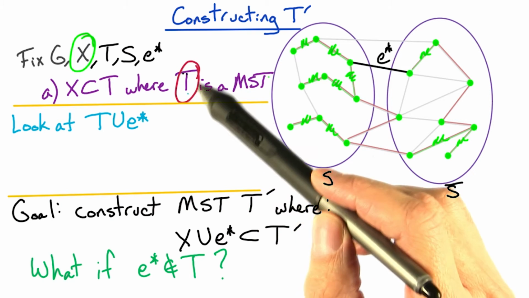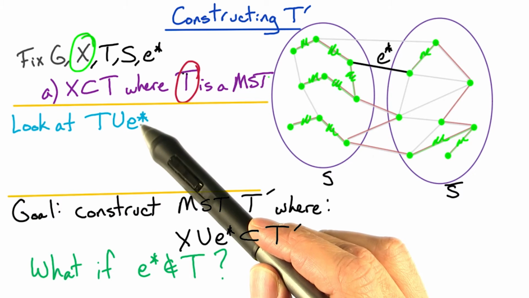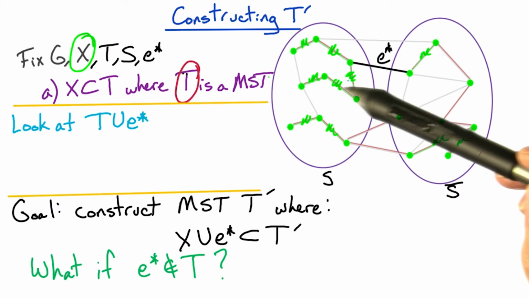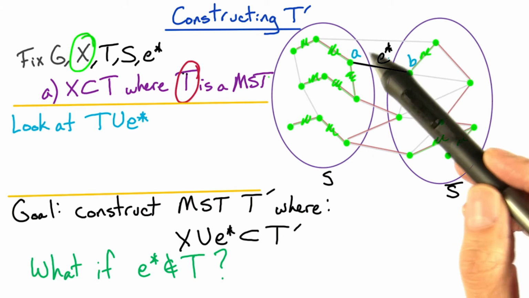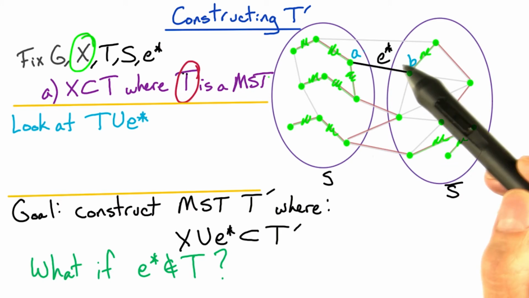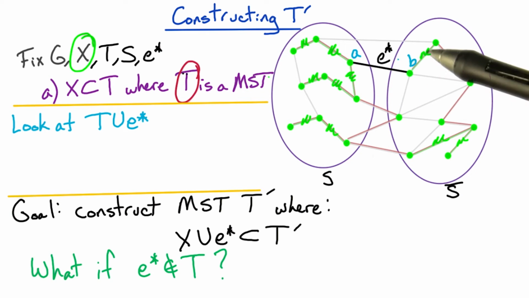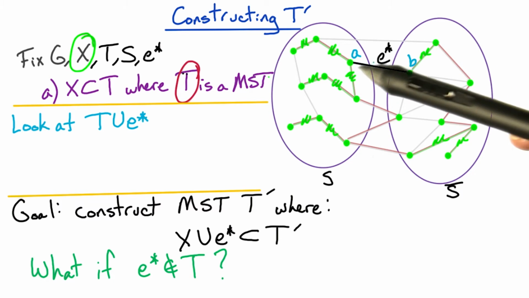Well, let's take this tree T, which contains X, and let's add in the edge E star to it. So let's look at T union E star. So we're taking the red edges in this graph, and we're adding in this edge E star. Let's say that the endpoints of E star are A and B. Now T is a tree. What happens when we add an edge to this tree? Well, it creates a cycle. It's going to be a cycle which contains this edge.